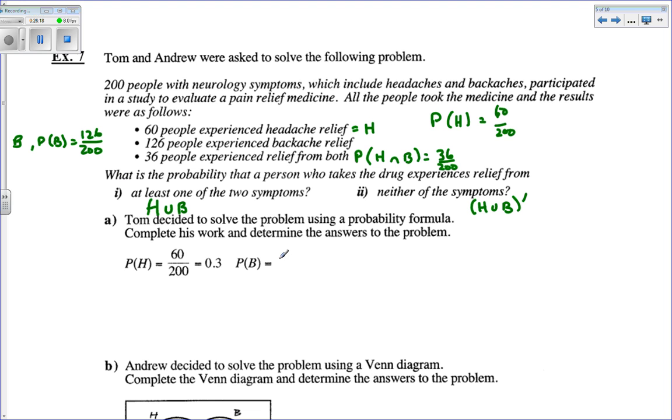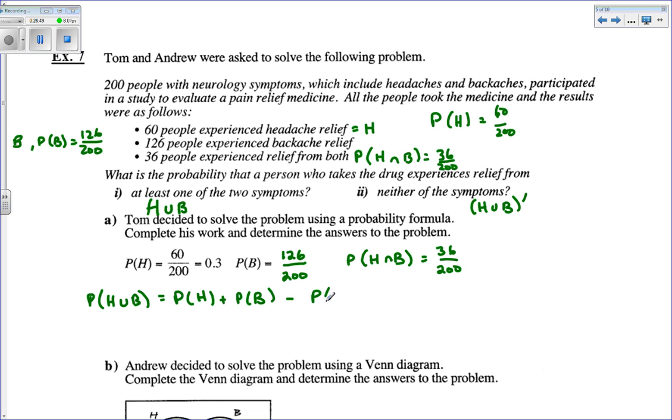Tom decided to solve the problem using a probability formula, and so we're just going to complete his work. Now, I wrote this up top, but let's just put it down here. So the probability of B is 126 over 200. The probability of H and B is 36 out of 200. So we want at least one, so that at least one is the OR. So the probability of H or B is equal to the probability of H plus the probability of B minus the probability of H and B.